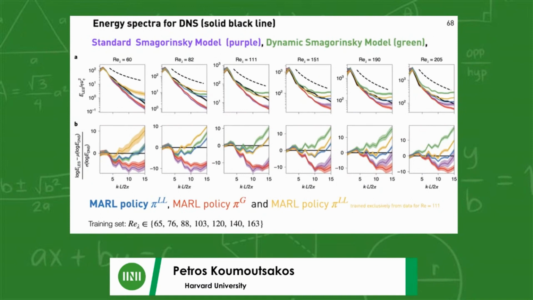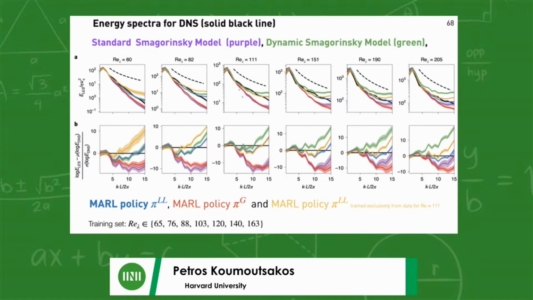We tried different policies. Let me guide you through these plots. The black lines are DNS of the energy. We tried different Reynolds numbers, and then we trained on these Reynolds numbers, and we tried to interpolate and eventually extrapolate to 190 and 205. The purple is what you get by standard Smagorinsky, and the green is dynamic Smagorinsky. The blue policy has been trained on all these Reynolds numbers, and it seems to be doing quite well throughout. This is the error. It seems to have the smallest error of all of them.